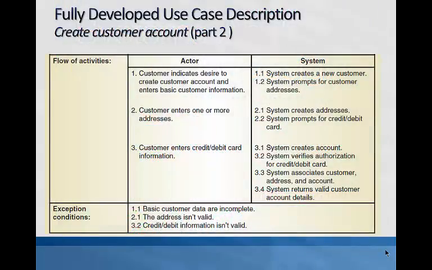Here is a portion of the fully developed use case description for Create Customer Account, which shows the flow of activities. The flow of activities describes the interaction between the actor and the system. In this figure, we see that the actor initiates an activity, as shown by item number 1, and the system responds, as shown by items 1.1 and 1.2. The flow of activities is described sequentially, listing the steps in the process both for the actor and the responses by the system. Although this is a good technique to describe the business process, sometimes it is easier to understand if illustrated with a diagram.